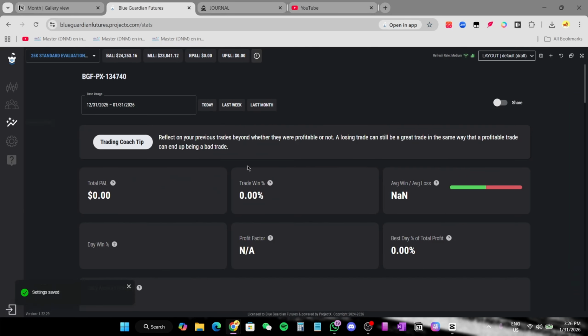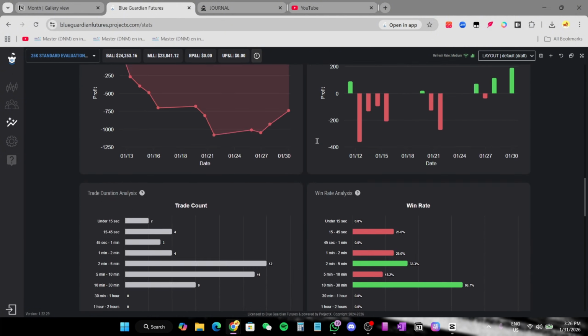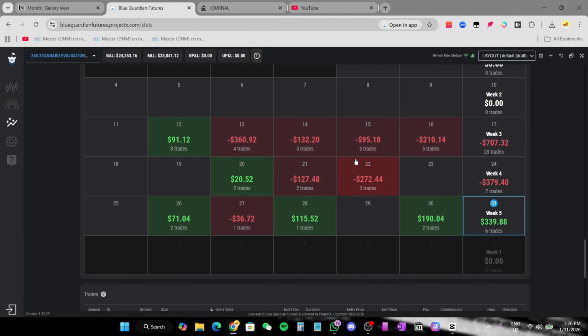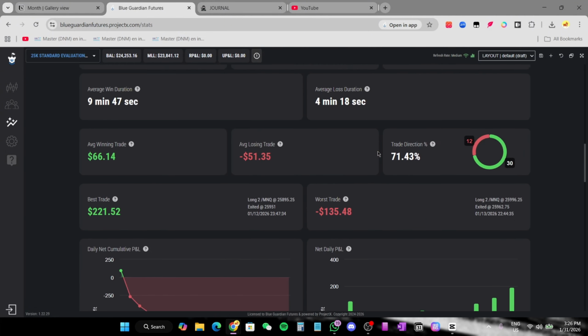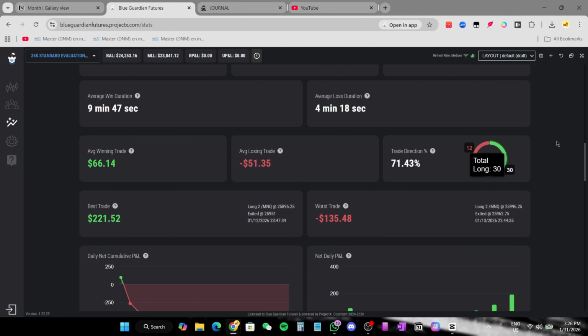Let me show you guys. The whole of January has been a terrible festival for me. It was so bad. It was so bad. I've been taking trades that didn't have any single meaning, just FOMO upon FOMO upon FOMO. But here's the thing, guys. Let me show you something really interesting. Look at the trade direction.